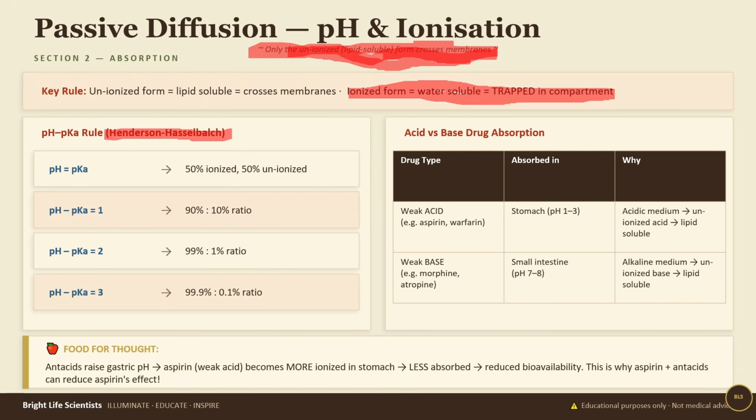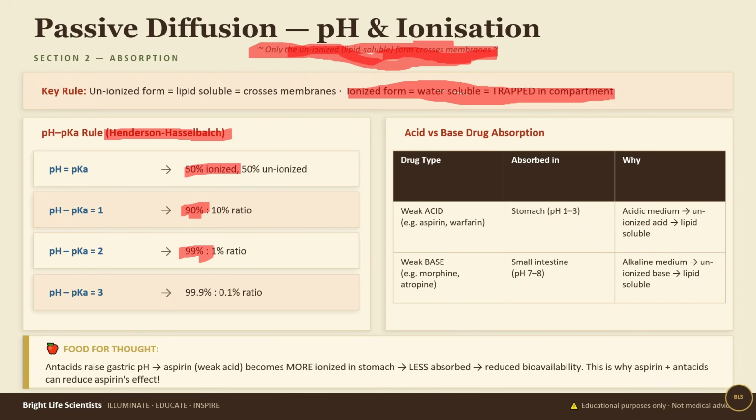When pH equals pKa, 50% of the drug is ionized and 50% is unionized. When the difference between pH and pKa is 1, 90% is ionized and 10% is unionized. When the difference between pH and pKa is 2, 99% is ionized and 1% is non-ionized.